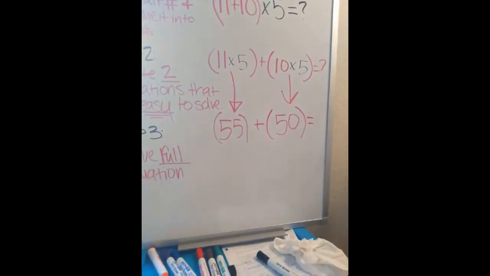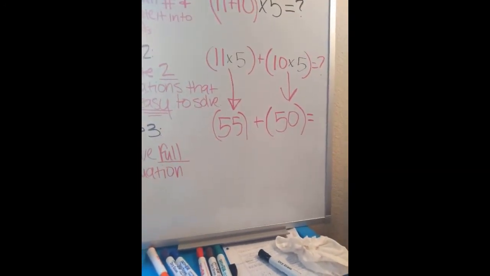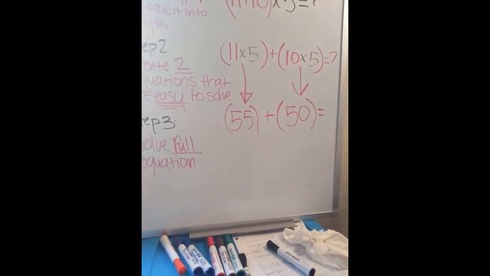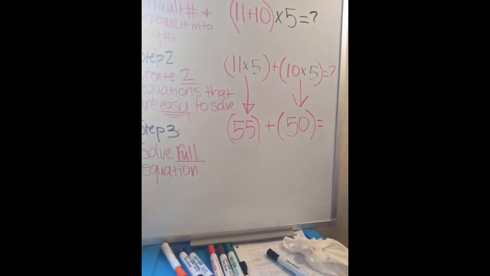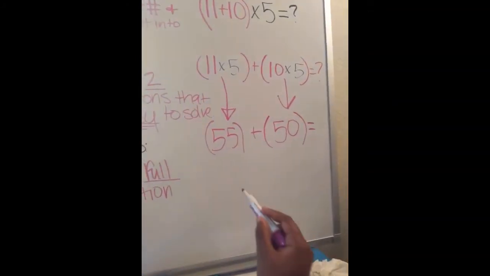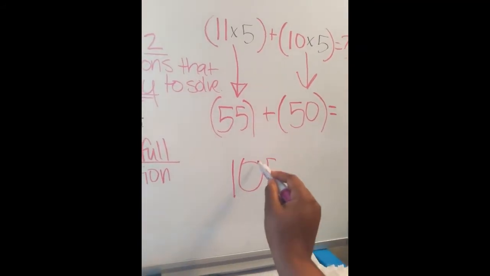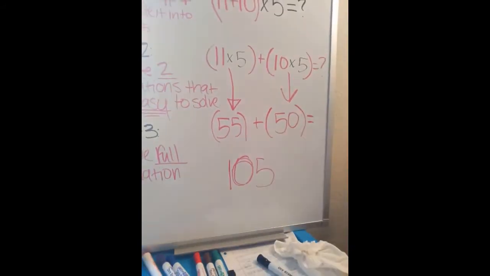And now we're at an equation that has no multiplication because we already have done it. And here we are needing to solve. And this should be super easy. Go ahead and pause it here and come back to get the solution. And our answer is going to be 105.